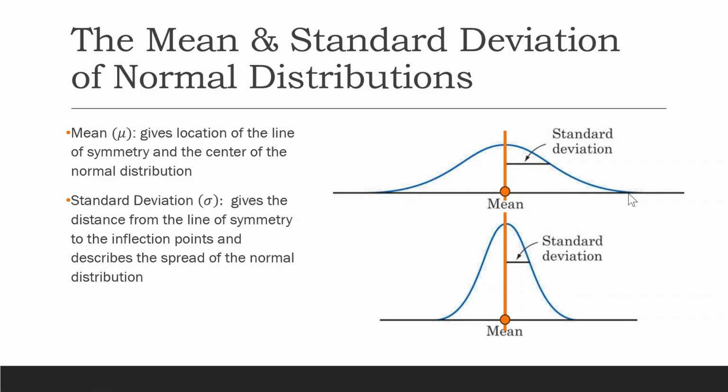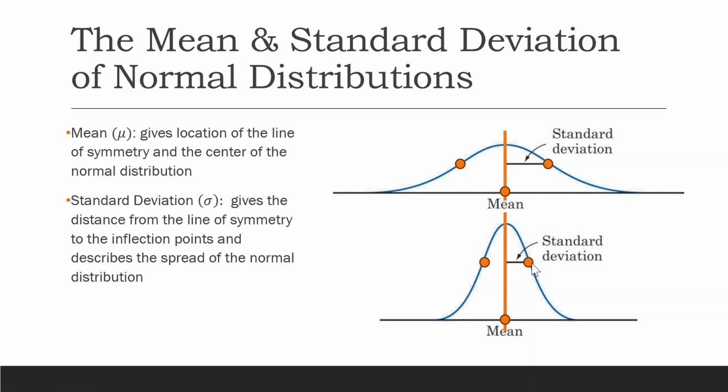And so when I look at this first graph, we have two separate inflection points, right? If I go from the line of symmetry, which is in the middle, to that inflection point, that distance is one standard deviation. That also applies to the second graph of a normal distribution. The distance from the line of symmetry to one of the inflection points is considered a standard deviation.